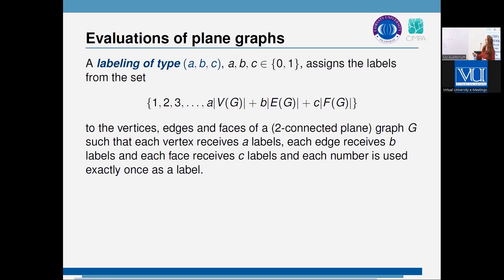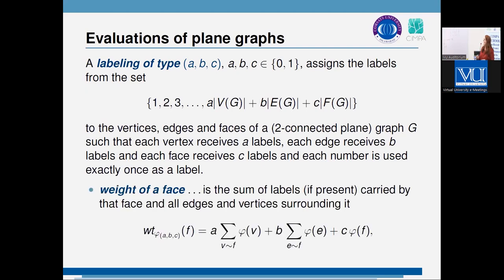So the first number A in this triple is either zero or one. When it is zero, we do not label vertices. When it is one, we label vertices. Then on the second position, if there is one, we label edges. If there is zero, we do not label the edges. And the last coordinate C is for faces. If we label faces, C equals 1. If we do not label faces, C is 0. So we have labeling of type ABC, and we also know what the weight of a face is.